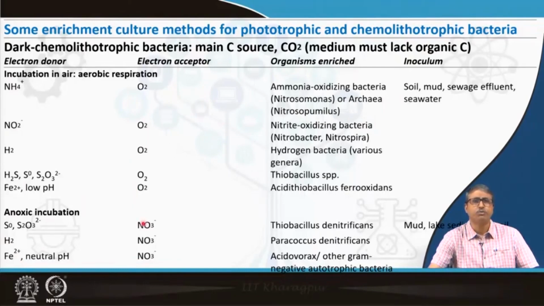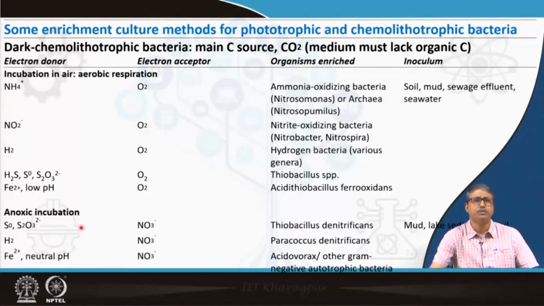And for anaerobes we can have the electron acceptors, which are mostly found to be nitrate, and the preferred one is nitrate, and for aerobes it is oxygen. And we can expect that the organisms which are enriched are different types of ammonia oxidizing bacteria, nitrite oxidizing, hydrogen utilizing bacteria, as well as some organisms which are thermophilic, because we can set up the enrichment at high temperature, but they are all capable of doing chemolithotrophy.